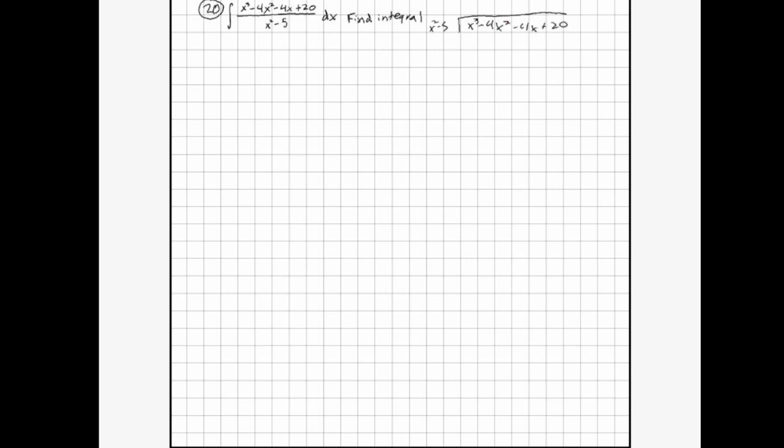And then first thing I do is I figure out how many times do I have to multiply this front x to get x cubed, so just by x. And then so when I multiply x times x squared, I get x cubed, and then x times negative 5 equals negative 5x. So instead of putting that with x squared, I put that with the 4x, so it'd be negative 5x. And then I subtract that.